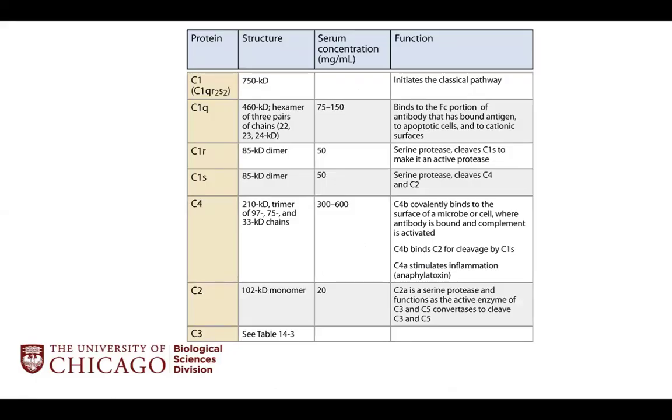Okay, so here are all the different components. You have your C1 complex, which is QRS. Q is the part that binds to the antibody. C1R cleaves C1s, and C1s cleaves C4 and C2.